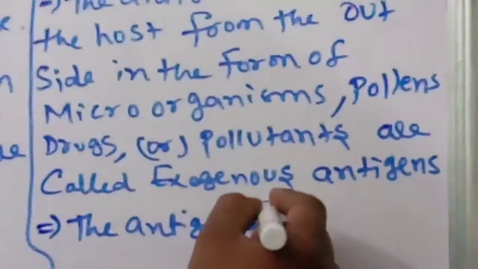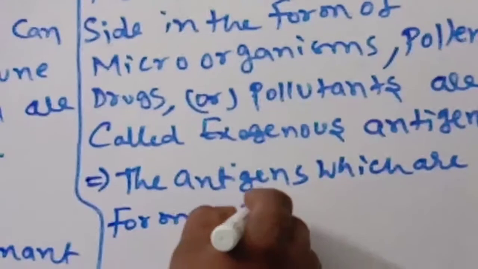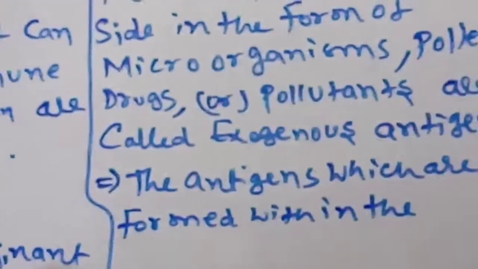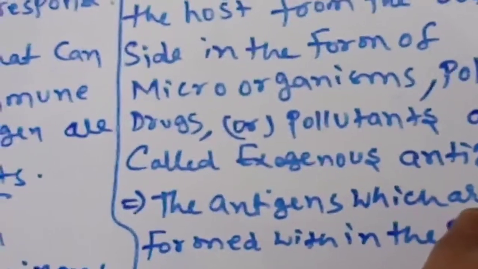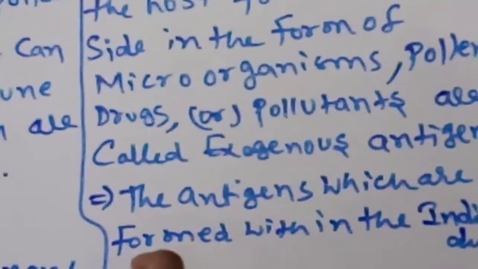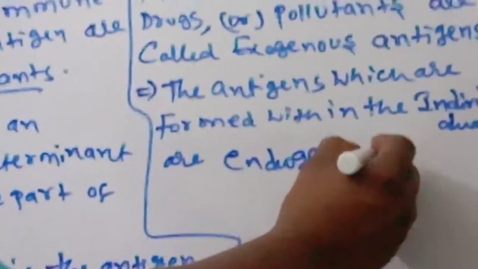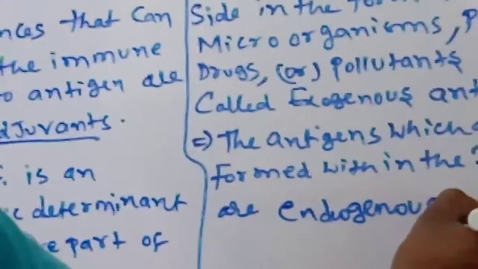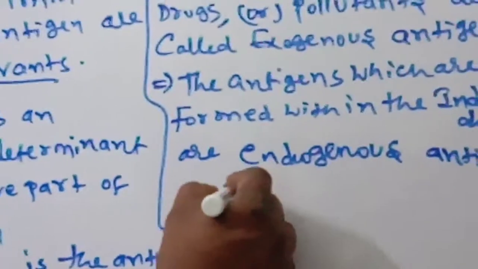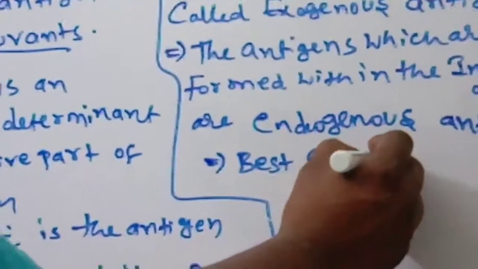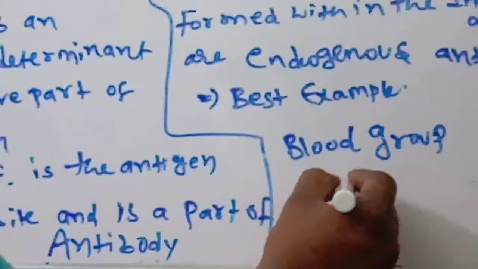Next, the antigens which are formed within the individual are endogenous antigens. The best examples are blood group antigens.